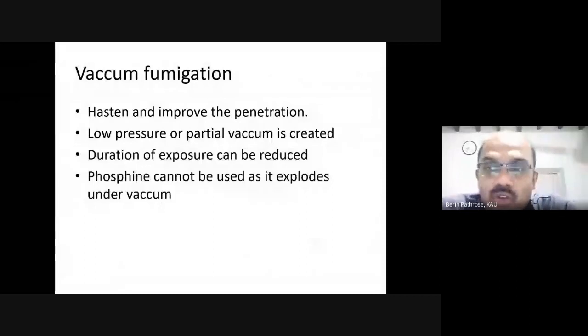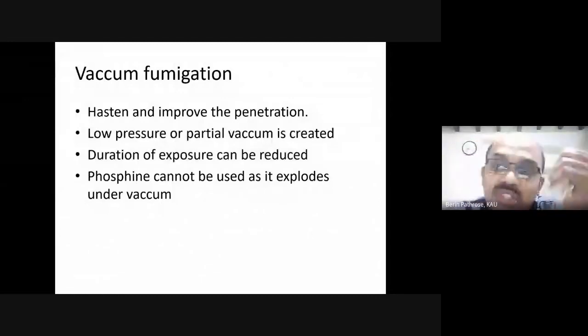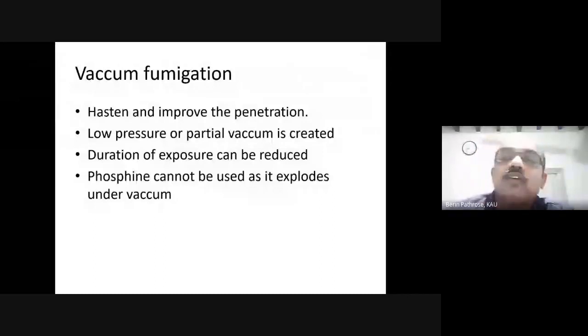So these are the four different types of fumigation that is normally practiced. Modified atmosphere, which we will deal with later at the end of this class, because in modified atmosphere we are not using any toxic gas. So we are coming to the end of the introductory part. Now we will move on to individual fumigants.